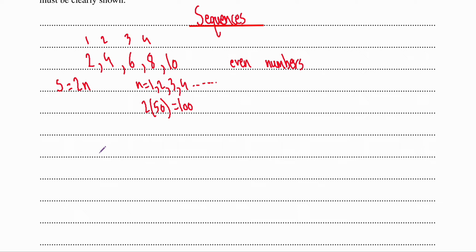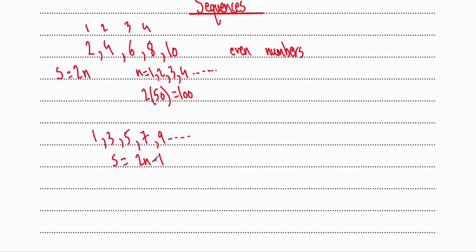We saw even numbers, let's do odd numbers. So odd numbers are 1, 3, 5, 7, 9, and so on and so forth, right? And I'll tell you, this sequence, let's call it S, is equal to 2n minus 1. I'll tell you that right now. So if I ask you for the 50th odd number, you tell me, well, it's 2 times 50 minus 1, which is 99. So that's the 50th number in the sequence.